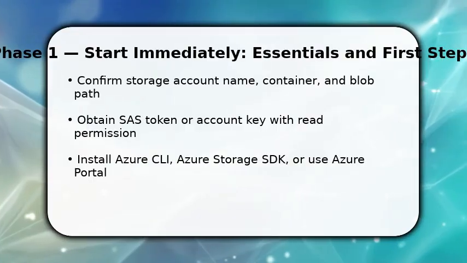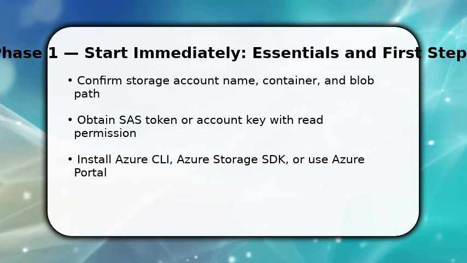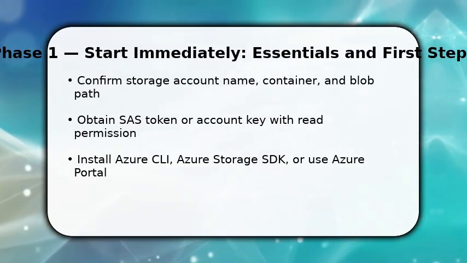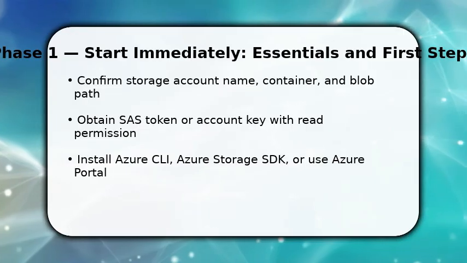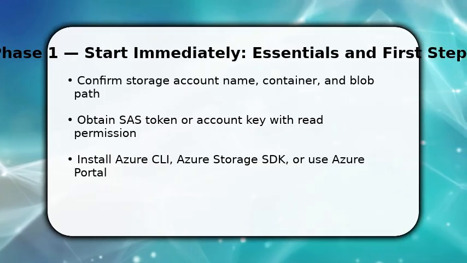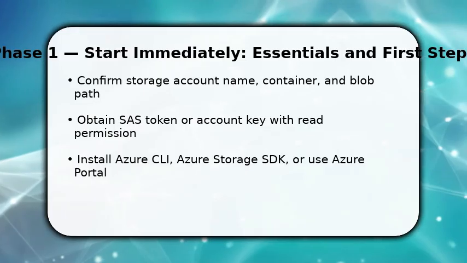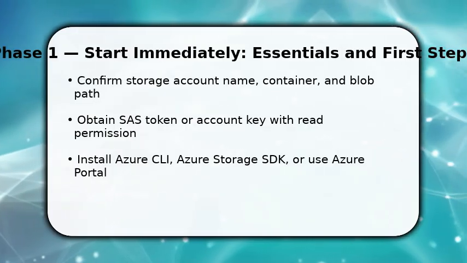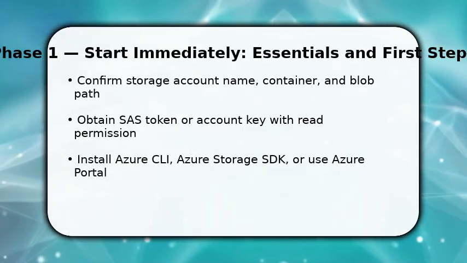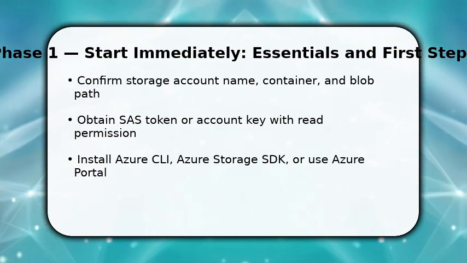You start by confirming precise identifiers, storage account, container, and blob path. This avoids wasting time on wrong targets. Next, get a SAS token or account key with read permission so you can authenticate securely. Once done, install the Azure CLI or the Storage SDK for your language, or be ready to use the Azure portal. This gives you multiple retrieval methods. Make sure to choose the method that matches your environment and automation needs.